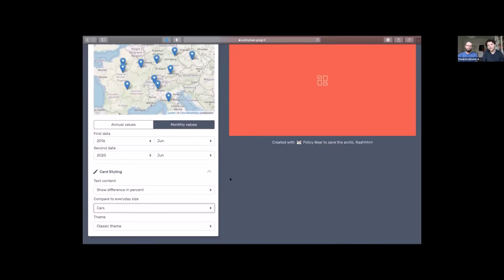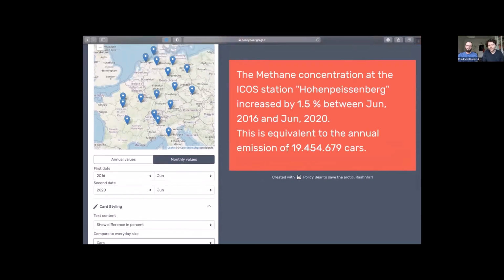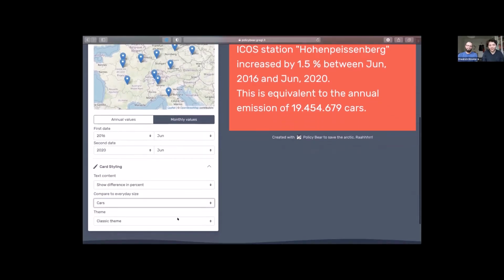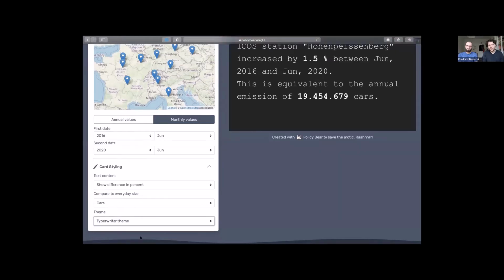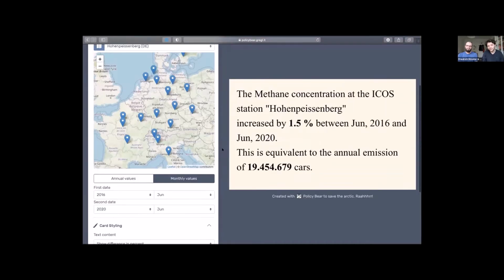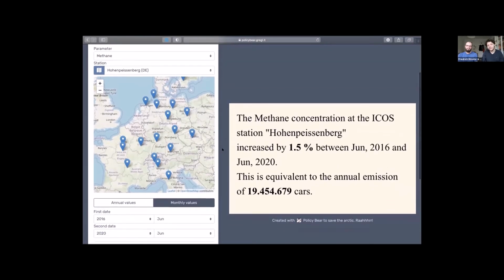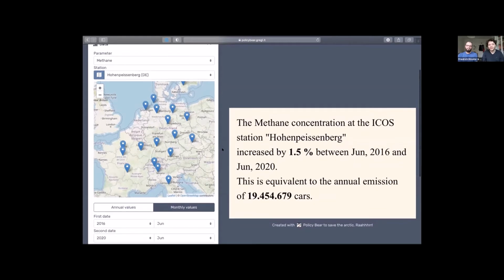This is very much work in progress, so don't be too sure about the number you see here. We plan to increase the accuracy of our algorithms in the future. More on that later. And also you can pick one of 3 themes at the moment. This is the typewriter theme, and there's also the newspaper theme. It looks like this.